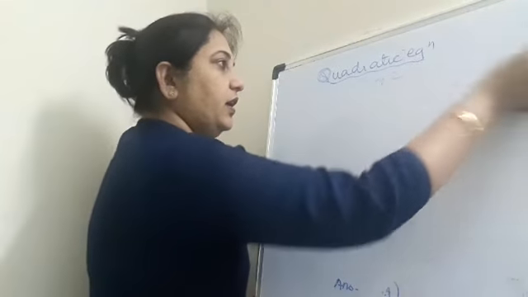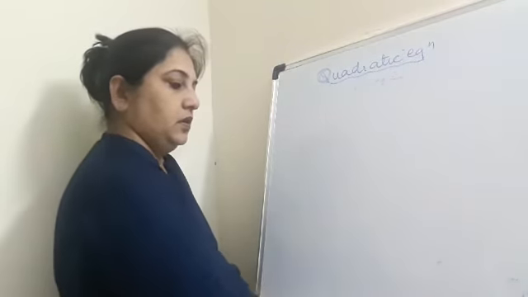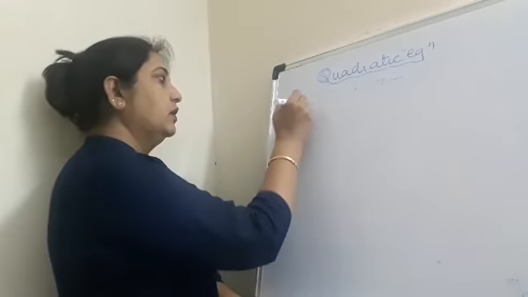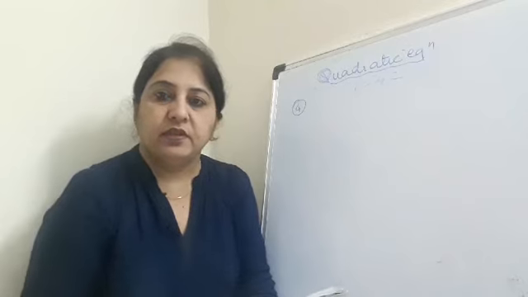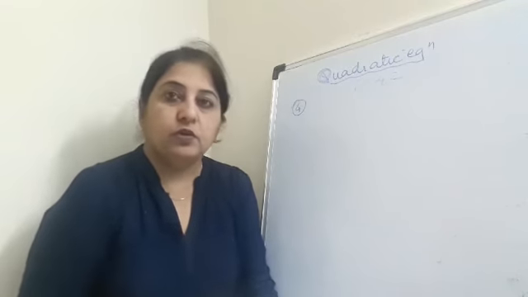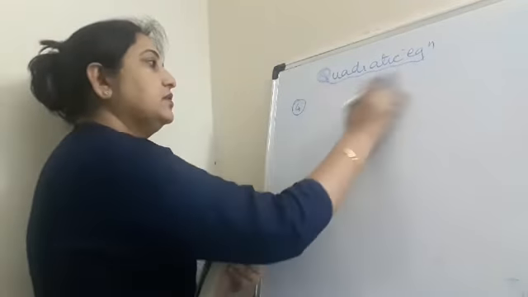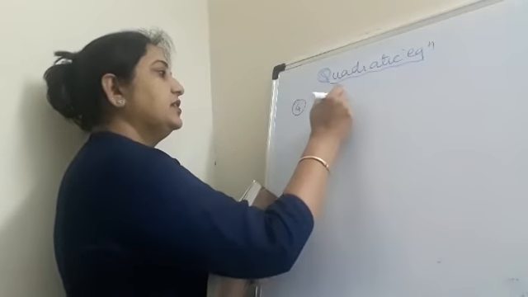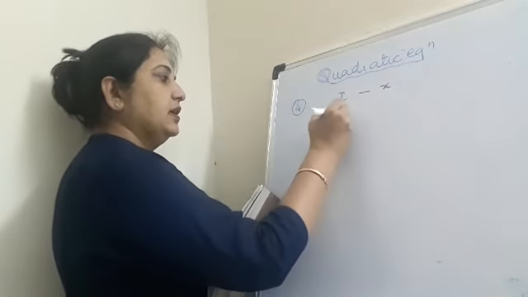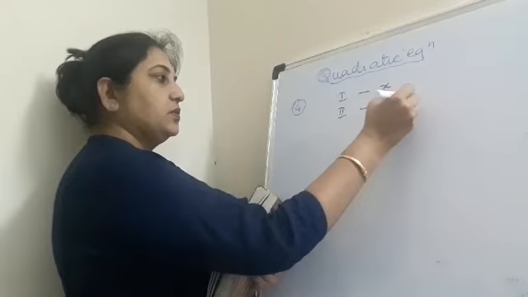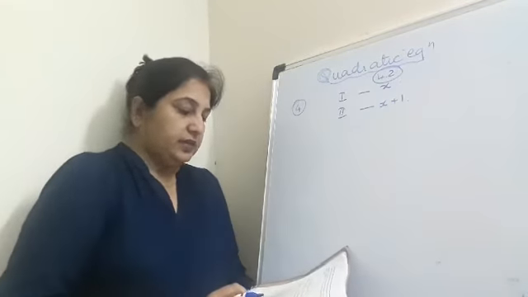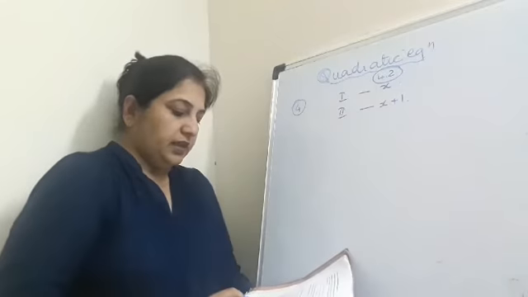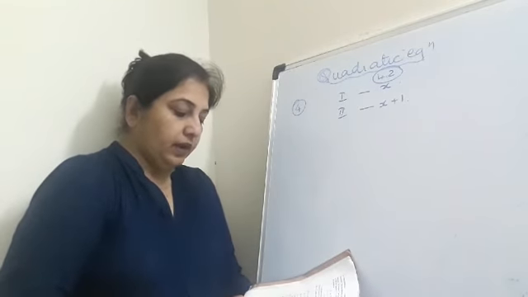Okay, now we have question number 4. Question 4 says, find the two consecutive positive integers. As I told you before also, when we take consecutive numbers, if I take the first consecutive number to be x, the second number will be x plus 1. So we assume the first integer to be x, that is a positive integer, and the second positive integer will be x plus 1.